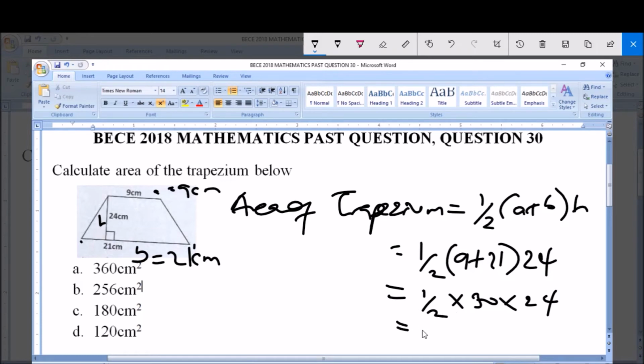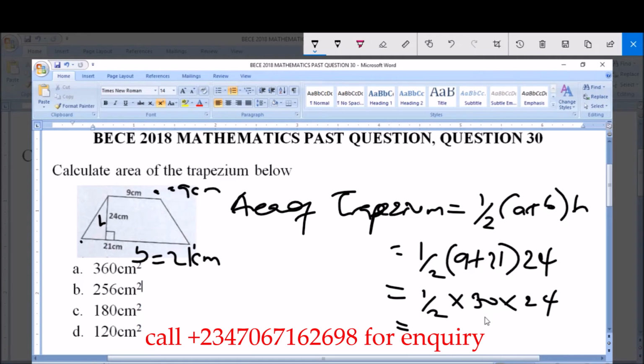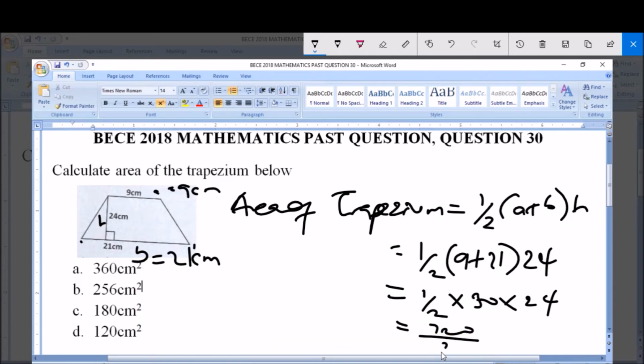Now this is equal to what? This is equal to 1 times 30 will give us 30, times 24 will give us what? 720 all over 2, and this is equal to what? 360 centimeter square. That is 1 times 30 will give us 30. 30 times 24 will give us 720 all over 2, and 720 all over 2 will give us 360 centimeter square. So this is the area of the trapezium.